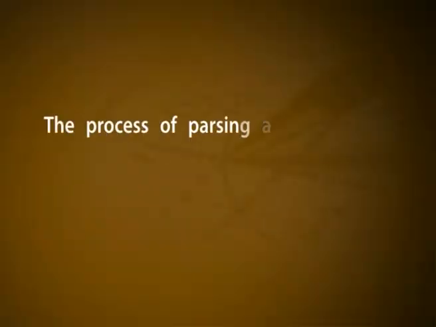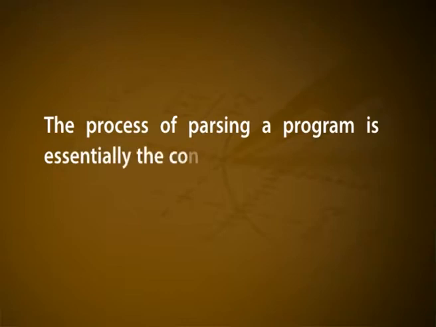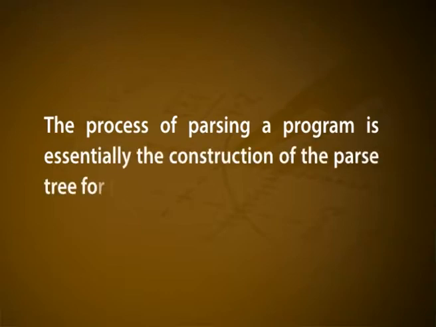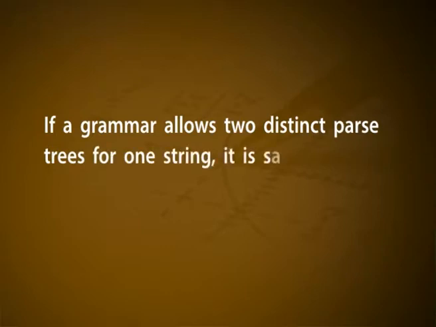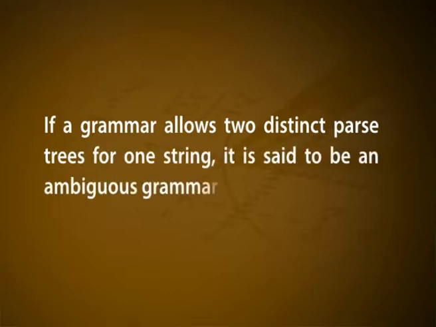The process of parsing a program is essentially the construction of the parse tree for the source program. The parse tree represents the parser's interpretation of the program's grammatical compositions. So, the grammar must not allow two distinct parse trees for one string. If a grammar allows two distinct parse trees for one string, it is said to be an ambiguous grammar.